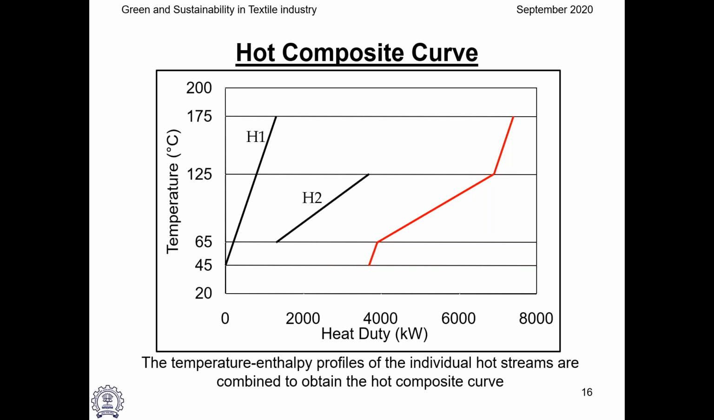From 65 to 125, heat is basically available from H1 and H2. I'll just simply add it up and say this is the amount of heat available. And from 125 to 175, heat is available again from H1. So now we'll get something known as the hot composite curve, or HCC, which represents the heat availability as a function of temperature. Again, this does not exist in reality. It only exists in thermodynamic space.